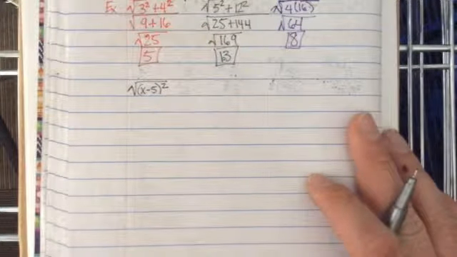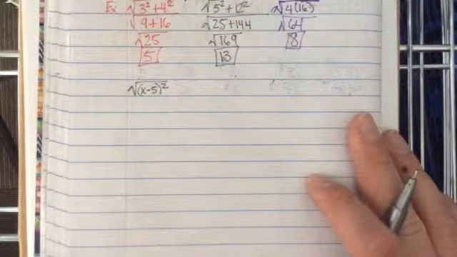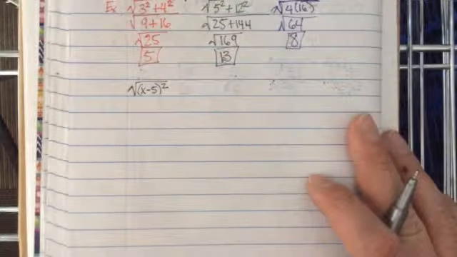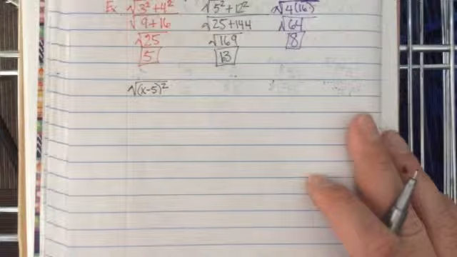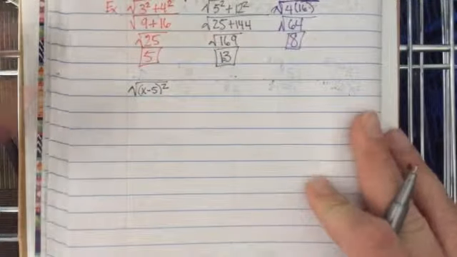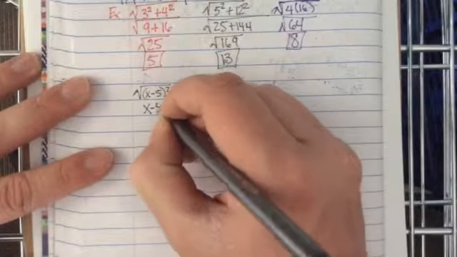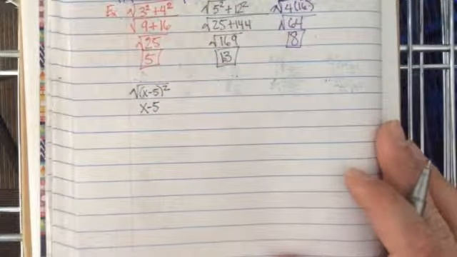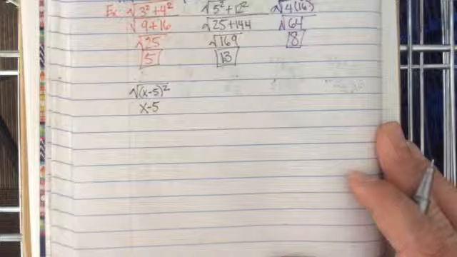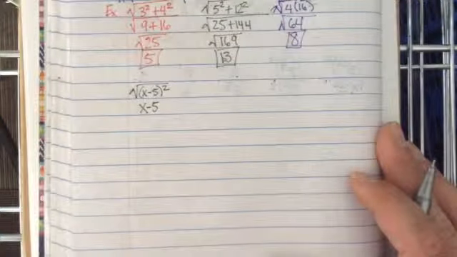So x minus 5 is already squared. So squared and square roots do what? They cancel each other out. So the answer for this problem will be x minus 5. There's something special that has to be pointed out about this x minus 5. Can you take the square root of a negative number?